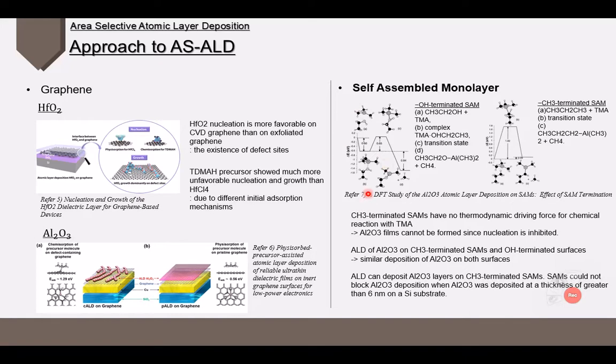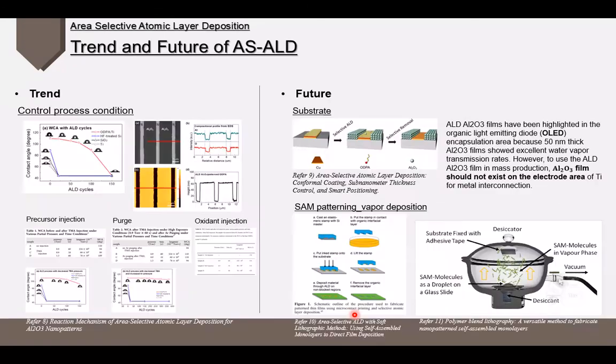According to this paper, ALD can deposit aluminum oxide layers on methyl-terminated SAMs. SAMs cannot block aluminum oxide deposition when it is deposited at a thickness of greater than 6 nanometers on the silicon surface. Nowadays, researchers are using water contact angles along the process cycles in order to show the damage of SAM chains.